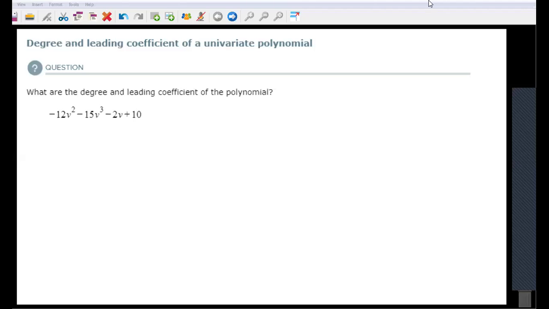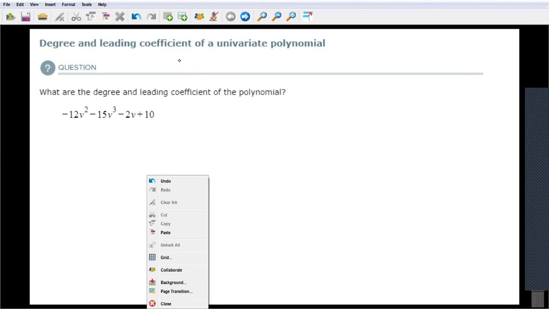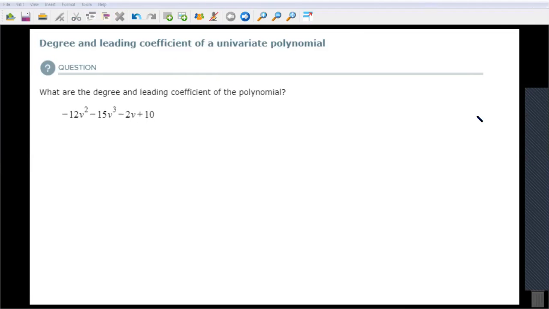So the first topic I'm going to talk about today is degree and leading coefficient of a univariate polynomial. Just to clarify a couple of things here, if you remember from previous chapters, coefficient is defined as the number in front of a variable. So -12, -15, -2, those are all coefficients. Univariate just means one variable. So the problems that we're going to do in this topic are all just going to have one variable.